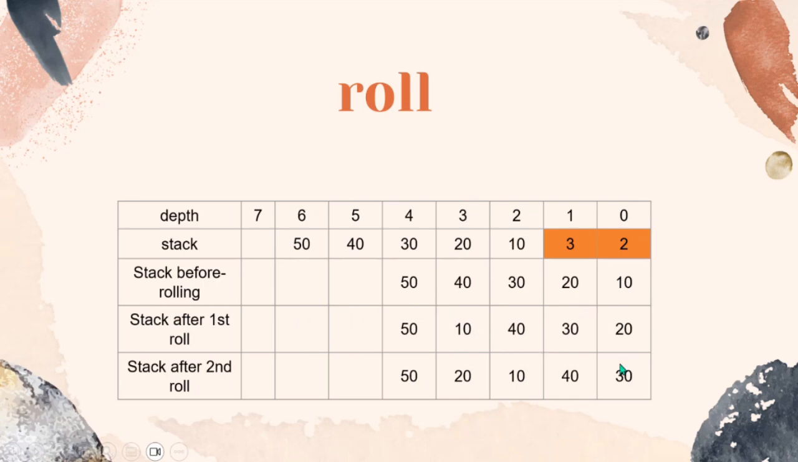After the second roll, the top of the stack here is 20. We will move 20 to depth 3. So 20 becomes here, and 10 becomes after it, and 40, 30, and 50 will not change. If we said 4 instead of 3 here, 10 will be here, then 50, 40, 30, 20, and so on. So this is roll.